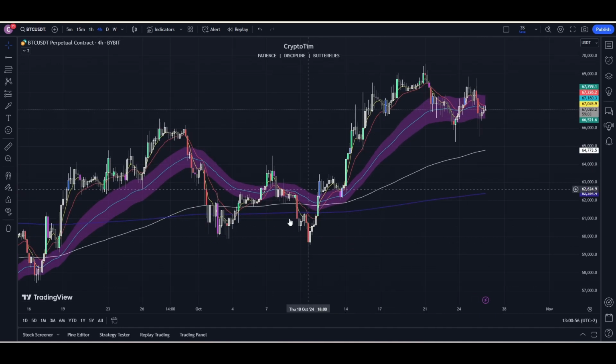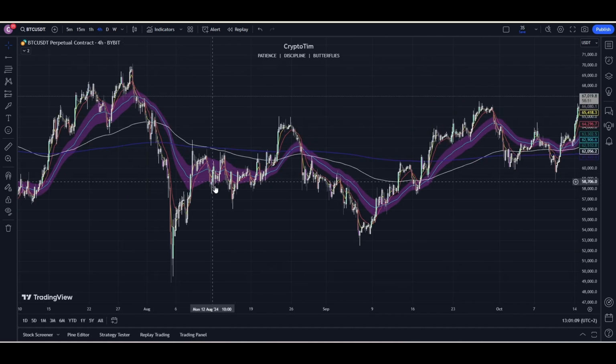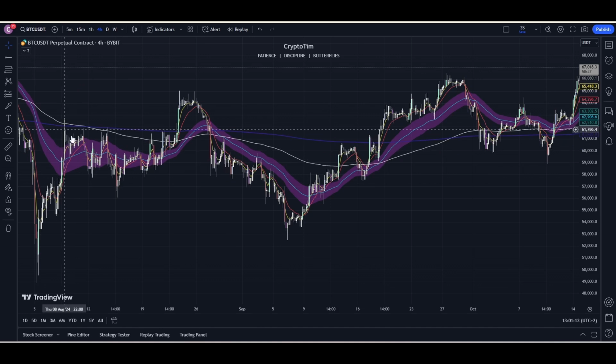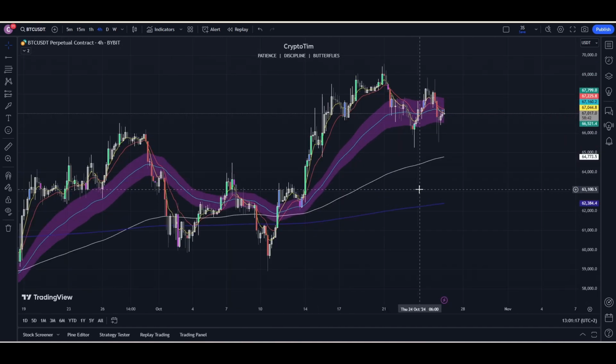If it's pumping aggressively, there's a big chance your altcoins are also pumping aggressively. If it's falling aggressively, there's also a big chance your altcoins are falling aggressively. And if it's just going sideways, like here for example, there's a good chance altcoins are moving independently. But nevertheless, a lot of altcoins follow Bitcoin.